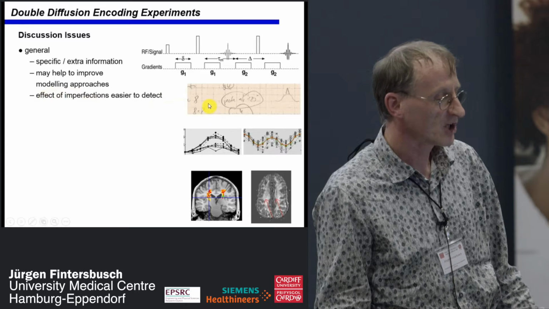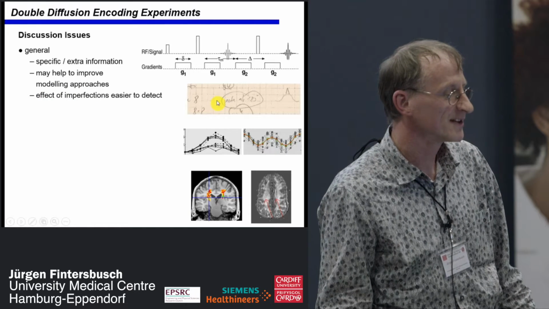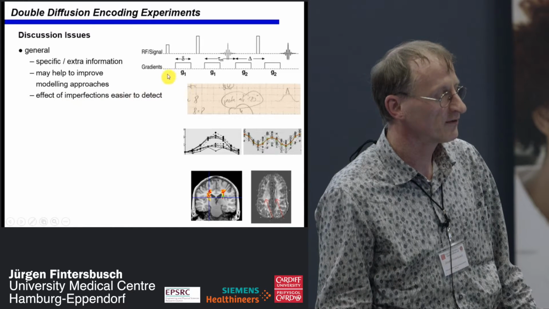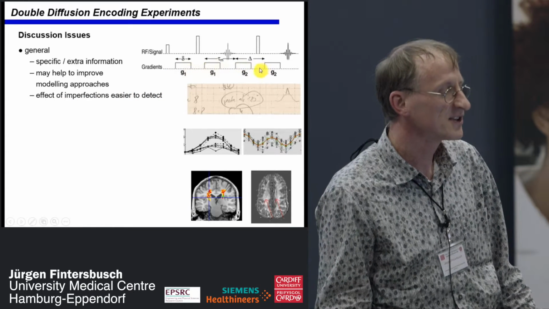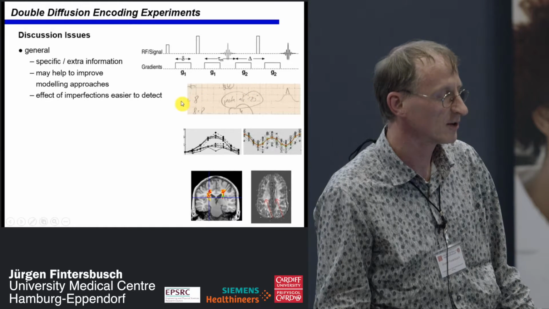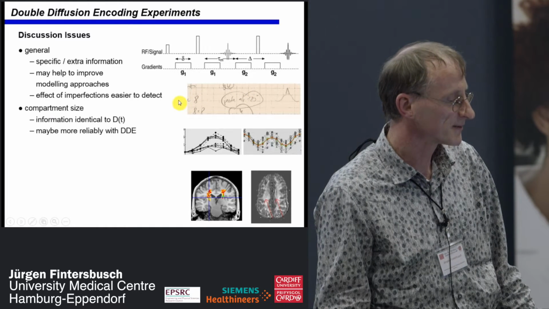We have seen that imperfections, eddy currents, background gradients, and so on play a role, but maybe the good news is that the effect of these imperfections for a simple gradient scheme is easier to oversee. So you can easily estimate what could be the effect of background gradients, for instance.